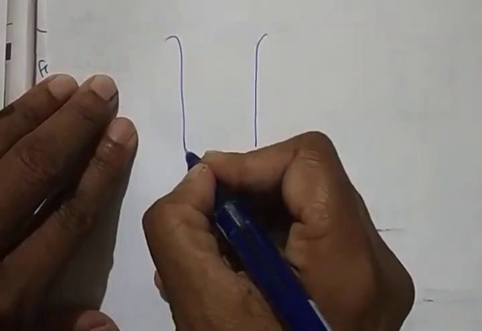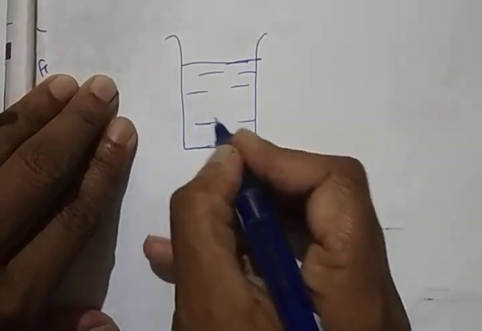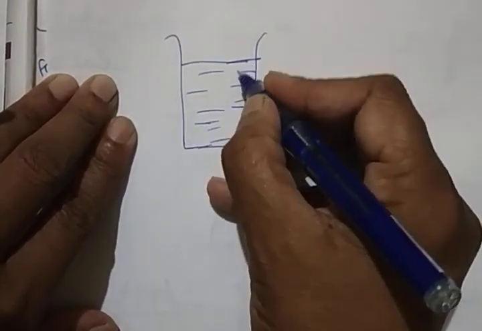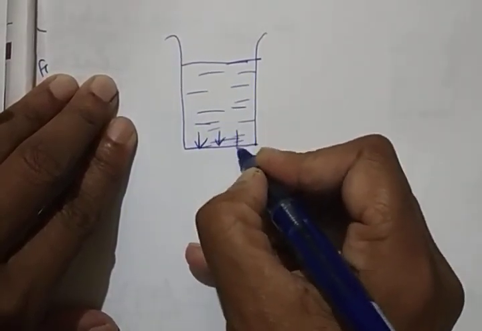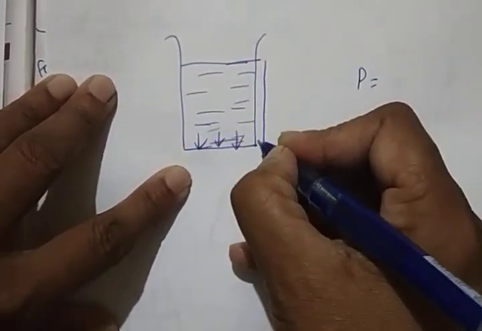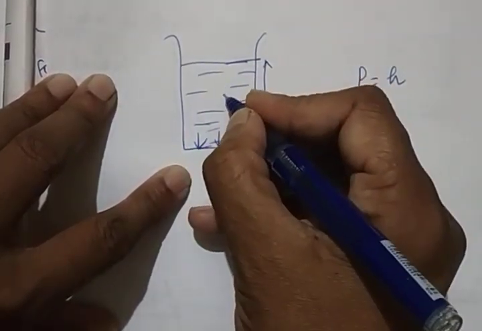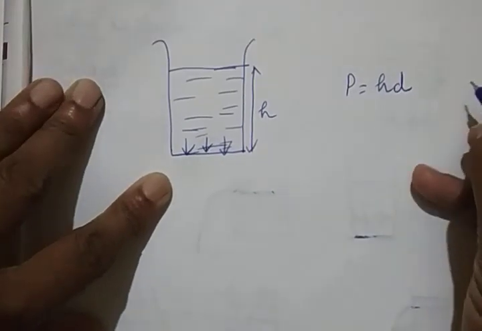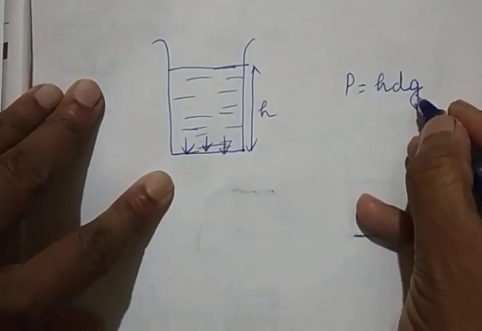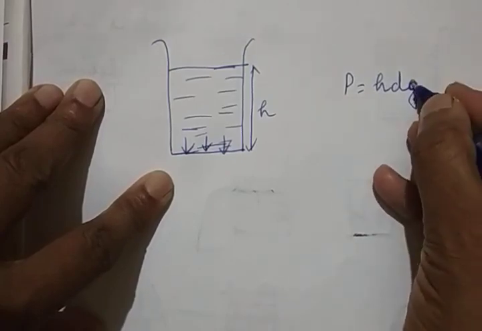Okay, suppose I have a container like this. It is having liquid till this level, and I have to find the pressure exerted by the liquid at the base. So pressure will be the height of the liquid, this height I should take, that is h, into the density of the liquid. Every liquid has a particular density. So that's why d into g. g is acceleration due to gravity. You will see that in detail later, but just now you remember it.